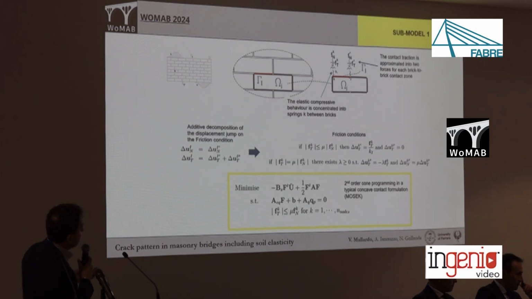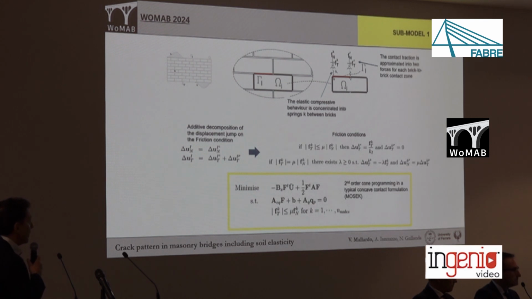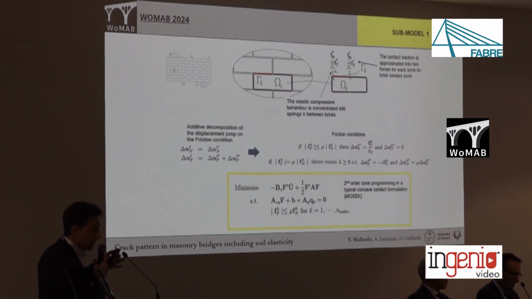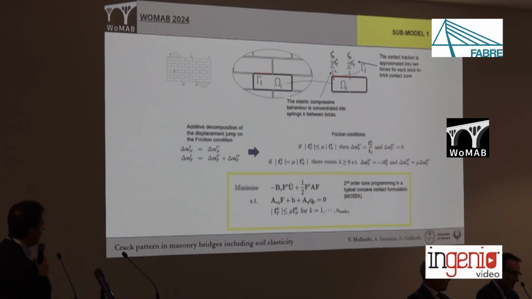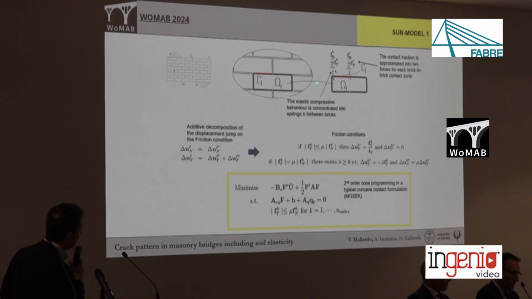The submodel 1, the model representing the measure, is similar to discrete element method. We have an assembly of bricks. The brick can be, in principle, either rigid or elastic. The implementation and the numerical results I will show consider the brick rigid. The elasticity of brick and interface is concentrated into springs in the interface. Two contact points are considered between each brick and each of the surrounding bricks.